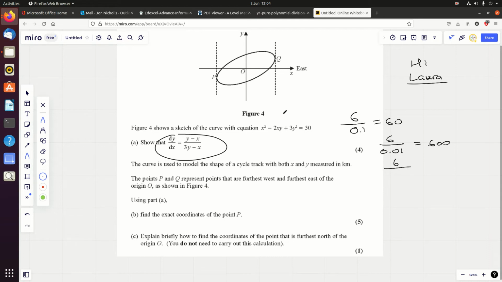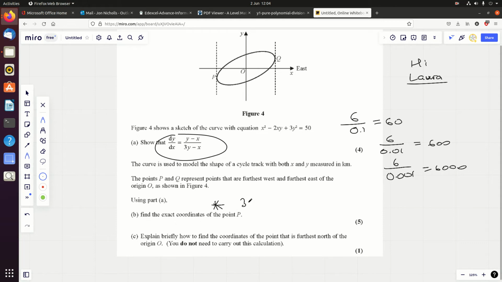6 divided by 0.1 is 60. 6 divided by 0.01 is 600. 6 divided by 0.001 is 6,000. You can see, as we're getting closer to 0 on the bottom, we're getting larger and larger and larger. And so you actually get infinitely steep points on a curve when you're dividing by 0. And that's what's so hard about this question here.